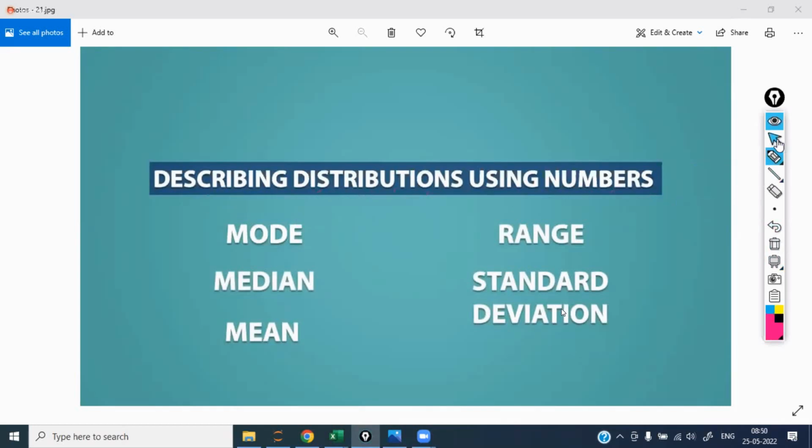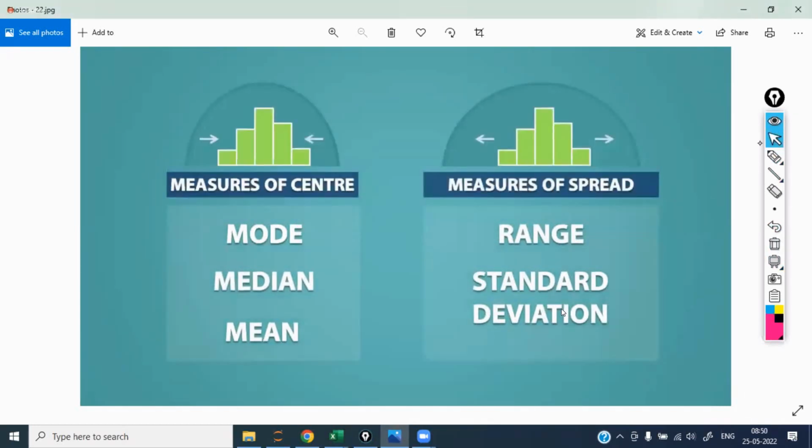Okay. So let us see one by one. First, this is called measures of central tendency, and these are called measures of spread. It is going to explain to me how the entire data has been distributed, from the starting to the ending. This explains the spread of the data. This explains how the values have been laid at the center.